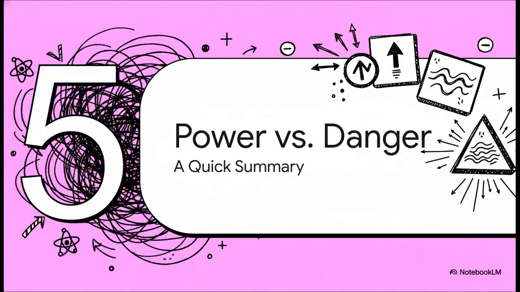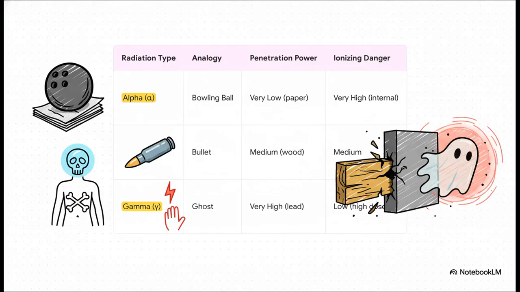Okay, so we've met our three main characters, the bowling ball, the bullet, and the ghost. And we've seen the incredible transformations they cause. So let's just put it all together in a quick summary. So here's the bottom line. You've got the alpha particle, our bowling ball, super low penetration, but extremely dangerous if it gets inside you.